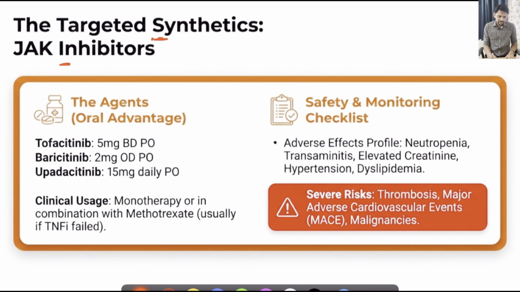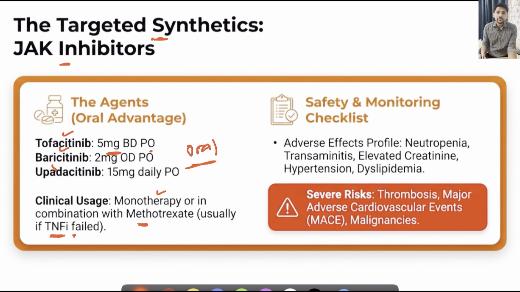Coming to the targeted synthetics, mainly JAK inhibitors, the examples are tofacitinib, baricitinib and upadacitinib. Commonly, tofacitinib 5 mg twice daily per oral can be utilized. And again, these are beneficial as monotherapy or in combination with methotrexate, particularly when the biological DMARDs like TNF alpha inhibitors fail, we can shift to JAK inhibitors. The added advantage is these are oral medications compared to the injections or infusions of biological DMARDs.